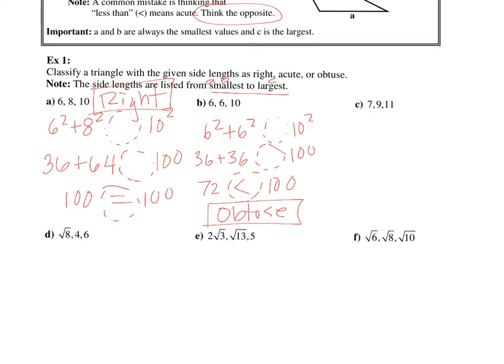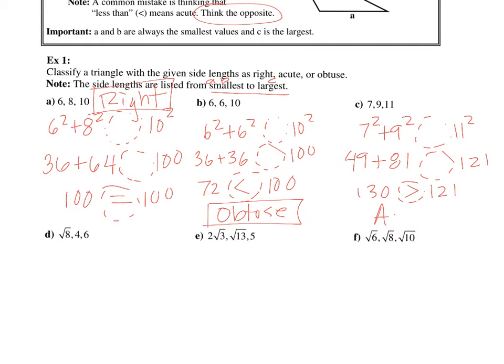Done. For the next one, 7 squared plus 9 squared is something to 11 squared. So 49 plus 81 is something to 121. And then I have 130 is something to 121. 130 is greater than 121. So a squared plus b squared is greater than c squared, which makes this triangle acute. All right, let's do a couple more examples.